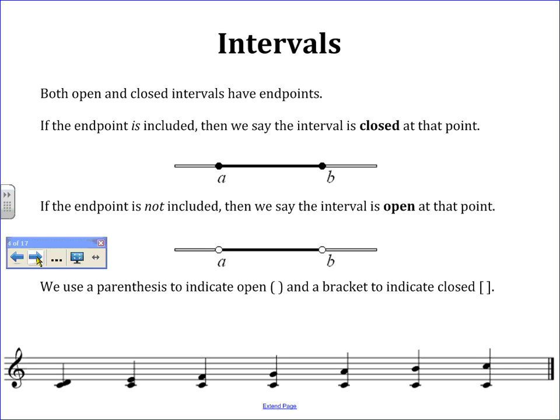Or in 2 pages. Both open and closed intervals have endpoints. If the endpoints are included, then we say that the interval is closed. If the endpoints are not included, then we say that the interval is open. Of course, it can be half open and half closed as well. We use parentheses to indicate open. So in this example here, that would be from A to B, everything in between, but not including A and B, and a bracket to indicate closed. So that's my first example, from A to B, including A and B.